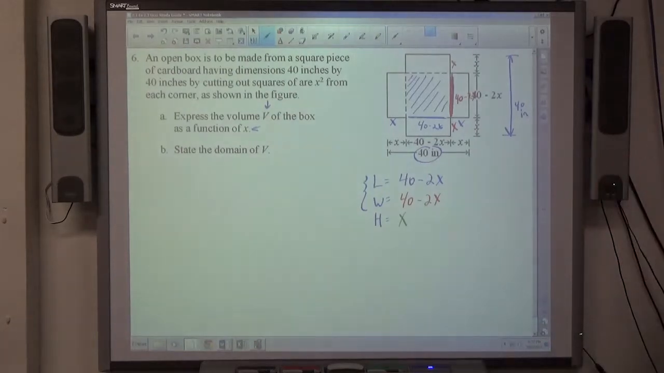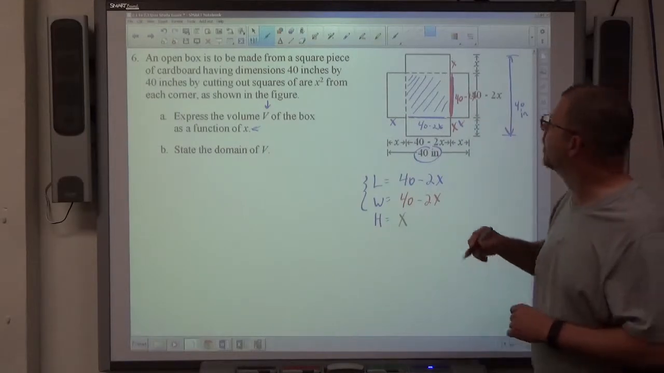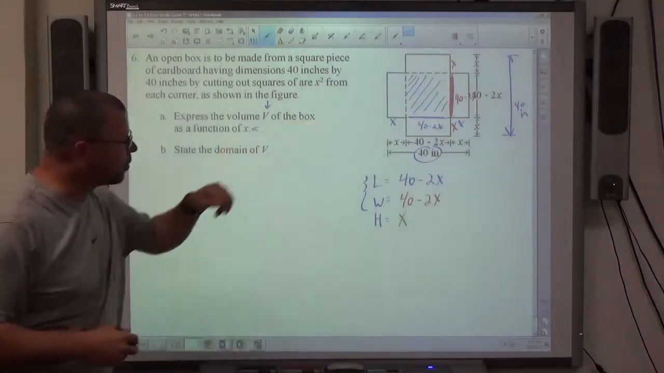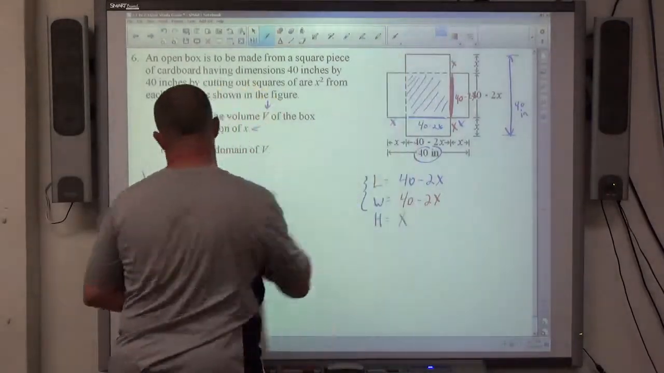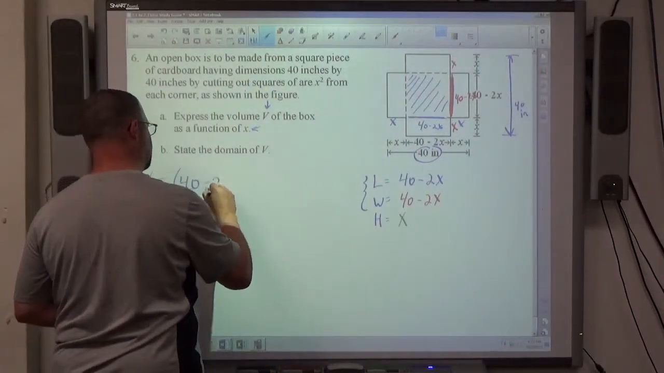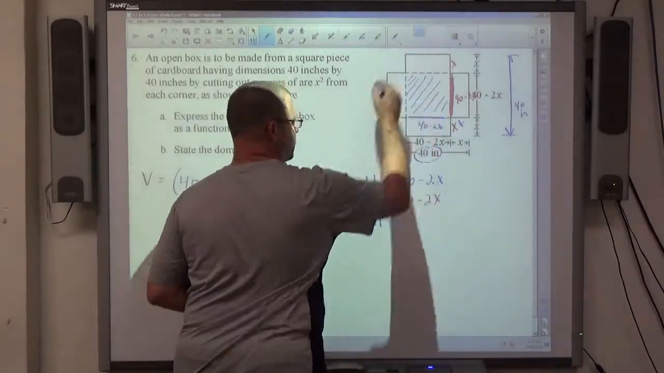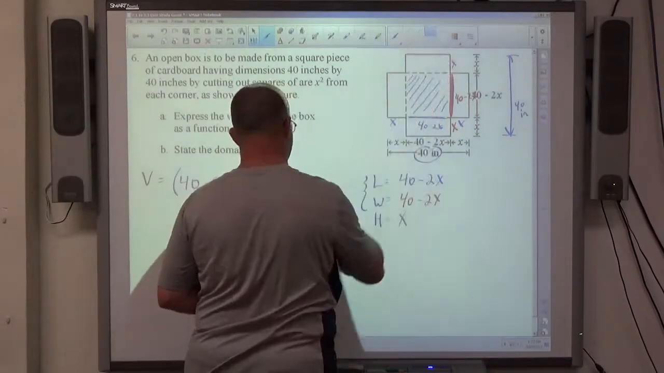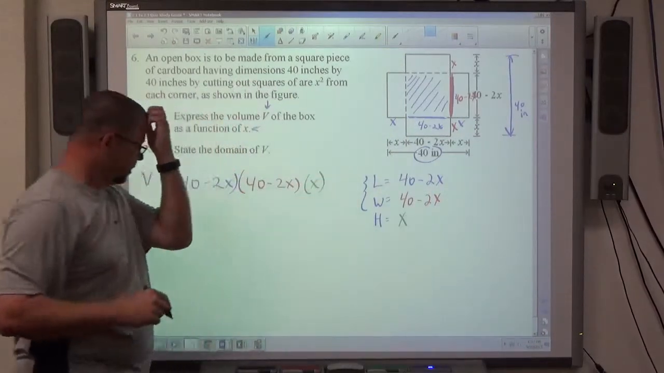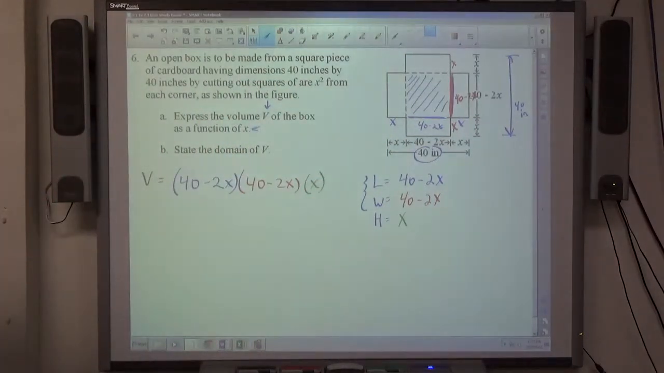In order to express the volume as a function of x, you simply need to establish length, width, and height in terms of x, which should be pretty simple to do from the picture. Volume equals length times width times height. And then we simply have to multiply that out.